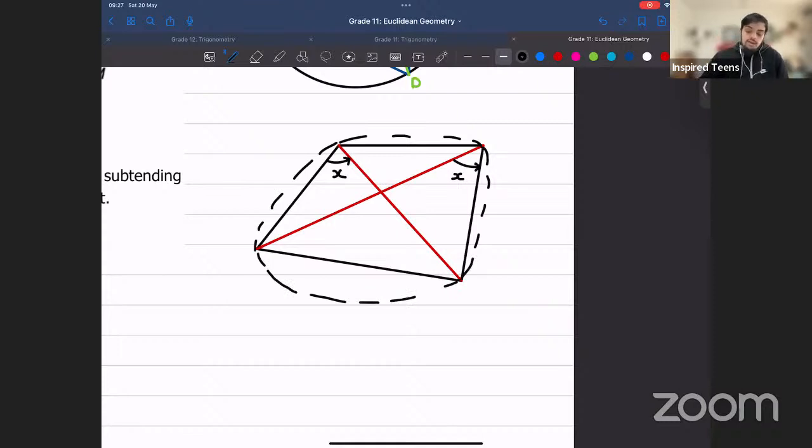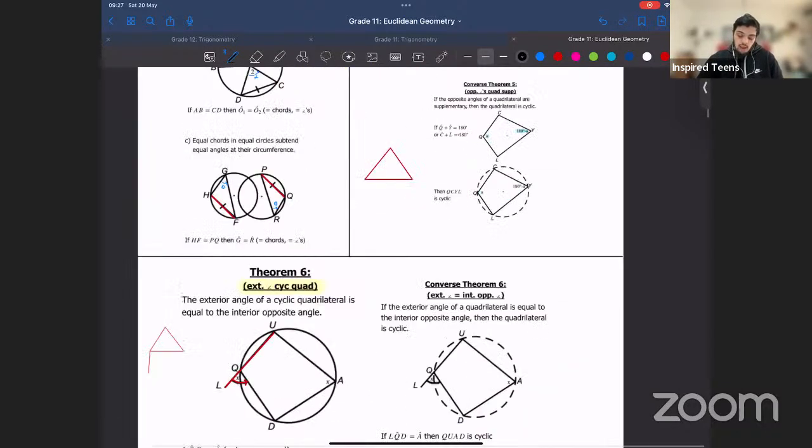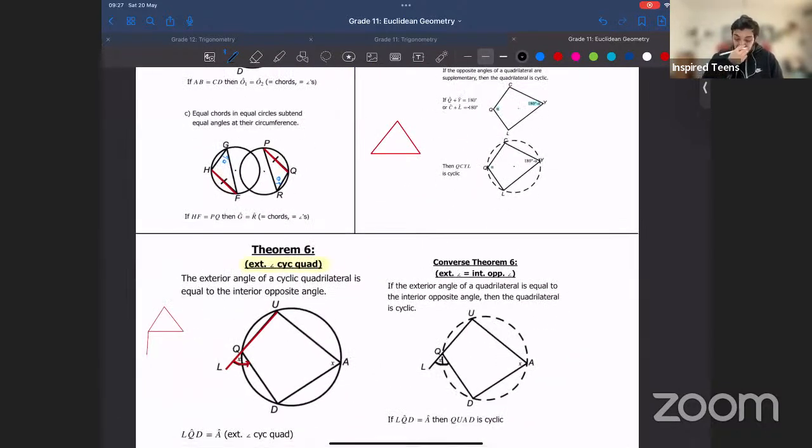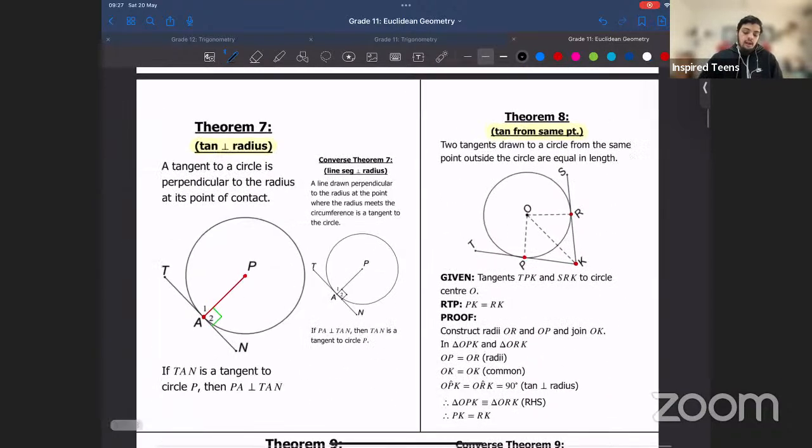Then you can actually say that it's a cyclic quadrilateral because why? Angles in same segment. So if you have just a regular quadrilateral and you can prove that its angles in the same segment are equal, then you've proven that this quadrilateral is actually a cyclic quadrilateral, interestingly enough. So yes, that's the fourth property of the cyclic quadrilateral.